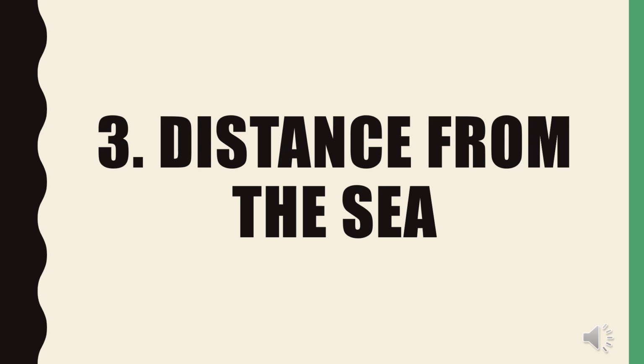Number 3, distance from the sea. The distance of a region from the sea also determines the climatic condition of that region. The region near the sea have a moderate climate. This is due to land and sea breeze. For example, Mumbai is closer to equator than Delhi, but because it is situated on the sea coast, it has moderate climate.